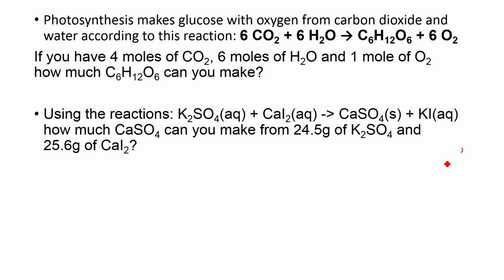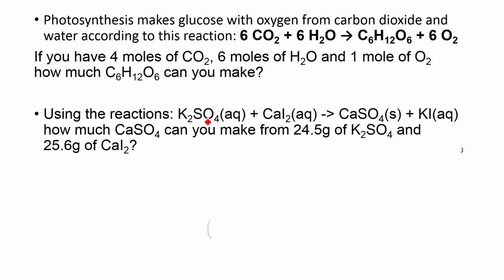Photosynthesis makes glucose with oxygen to form carbon dioxide and water. According to this reaction, 6 CO2 plus 6 water makes 1 glucose plus 6 oxygen. You don't have to know that C6H12O6 is glucose. So if we have 4 moles of CO2 and 6 moles of water and 1 mole of oxygen, how much C6H12O6 can you make?